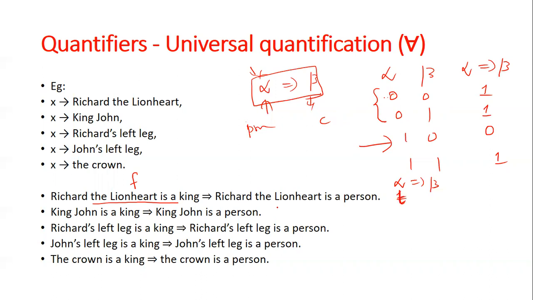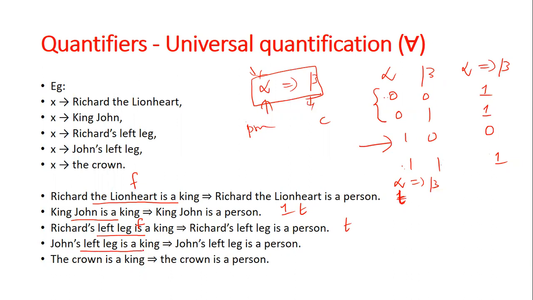Similarly, King John is a king. This is true because the king attribute is applicable only to John as per our diagram. King John is a king implies King John is a person, so it is also true. This is the case 1 1 1. Richard's left leg is a king: this is false. If the left side part is false, then the result is true as per the logic of implication, right?